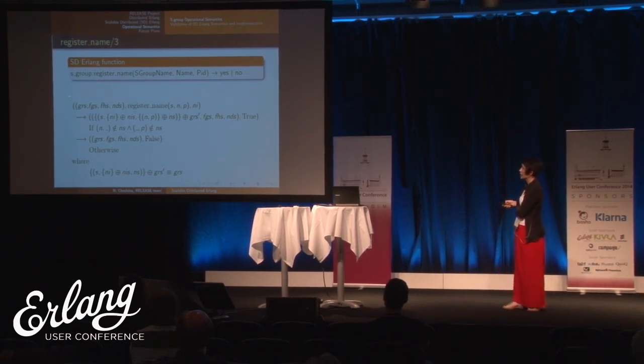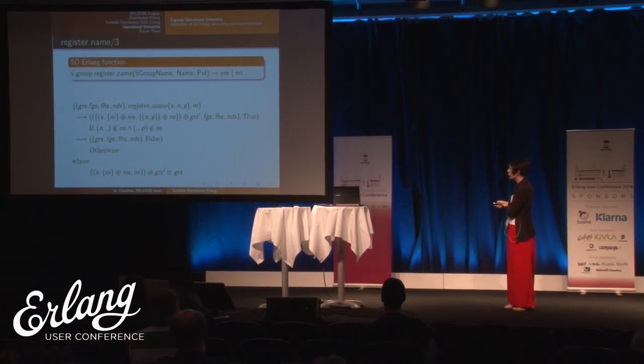Initially we have a set of groups, a set of free groups, a set of free hidden groups, and a set of nodes. We apply the register name function, with S group name, name, PID, or node NI. Then we check whether this particular node belongs to the defined group. If it does, we check whether the name or PID are already registered. If they're not registered, then we register, modify the namespace, and return the new state and the value. Otherwise, we return the same state and don't register anything.